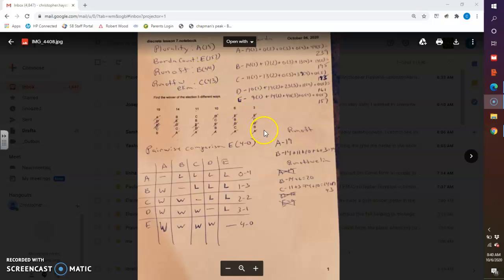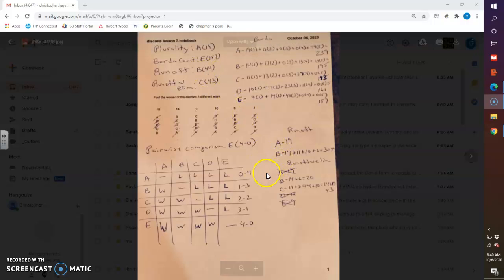Runoff with elimination, we eliminate one at a time. So A had 19 first place votes, B had 14, C had 11, D had 10, and E had 9. So I eliminate E.